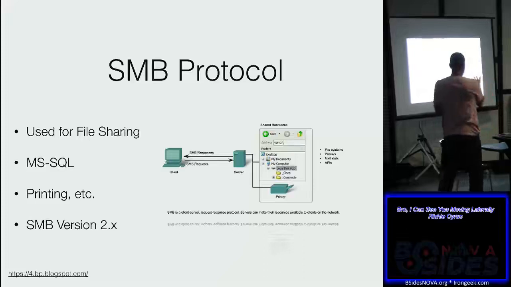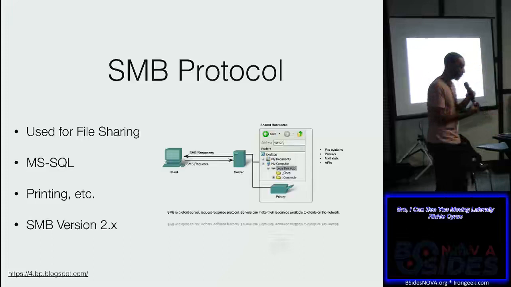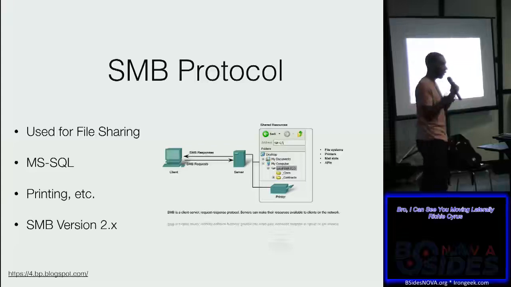A little bit about the SMB protocol. This talk is primarily focused on SMB protocol 2.x, primarily with Windows 7. 3.0 is for Windows 10 and Windows 8.1, etc.